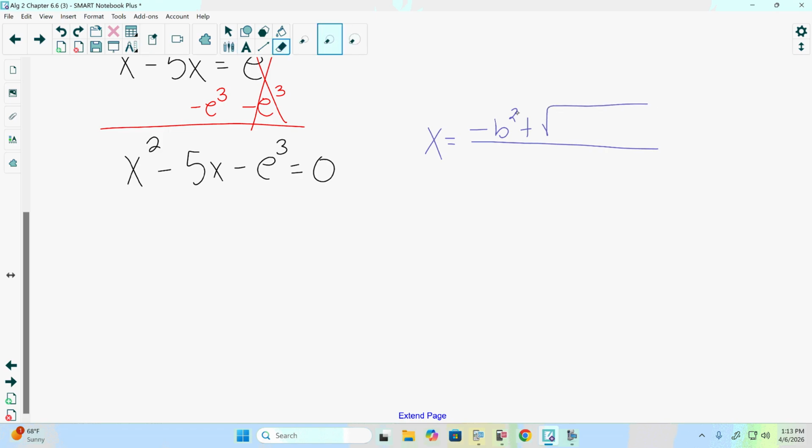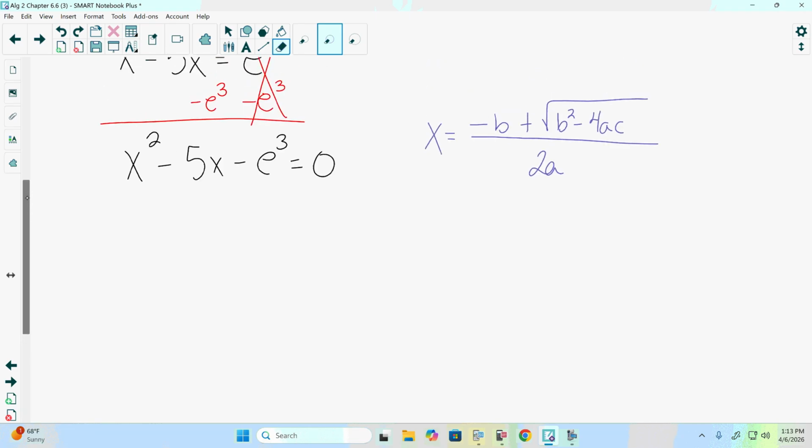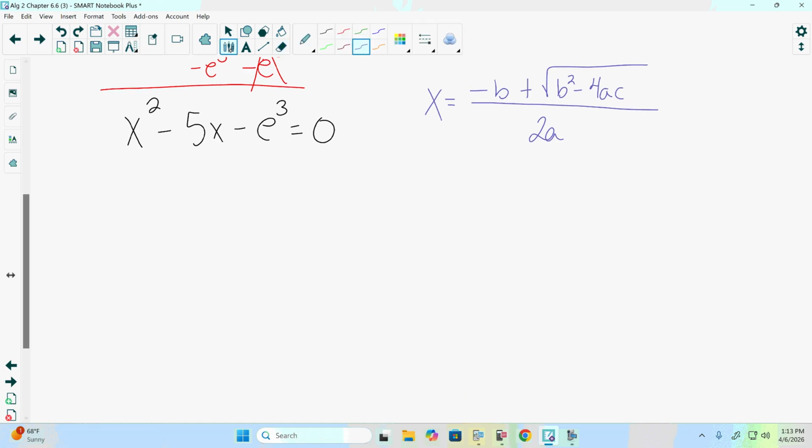The quadratic formula. X is equal to negative b plus or minus the square root of b squared minus 4ac all over 2a. And again, this worked with our quadratic equation, ax squared plus bx plus c. A is the number in front of x squared. In this case would be 1, because there's not one written. B would be the number in front of x, which is negative 5. And c would be what?